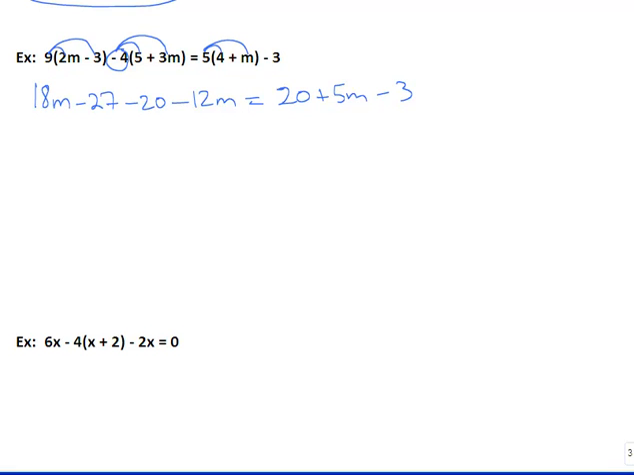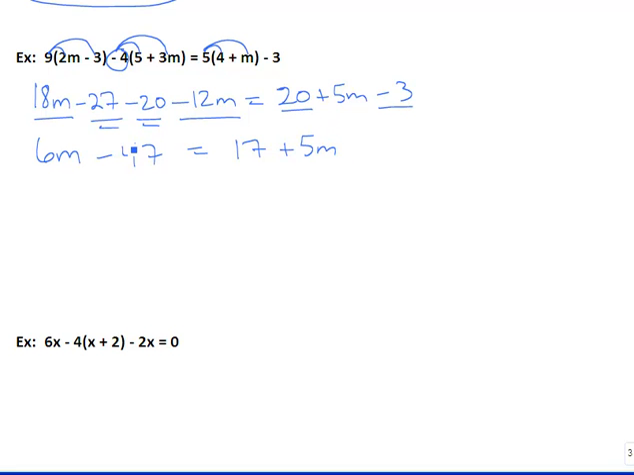Now we want to combine any like terms on the left side and combine any like terms on the right side before we start adding or subtracting things to both sides. So on the left side, 18m minus 12m is 6m. Negative 27 minus 20 is negative 47. On the right side, 20 minus 3 is 17, and that 5m just stays put.